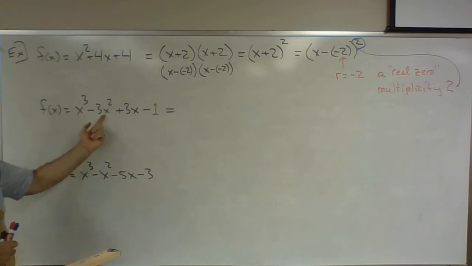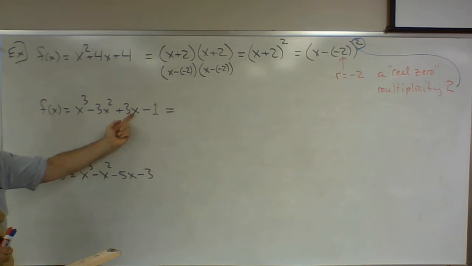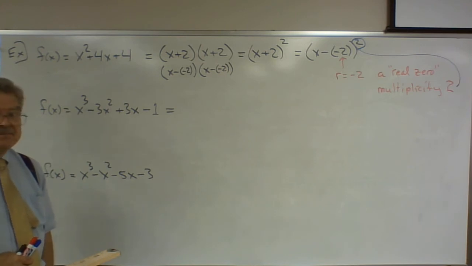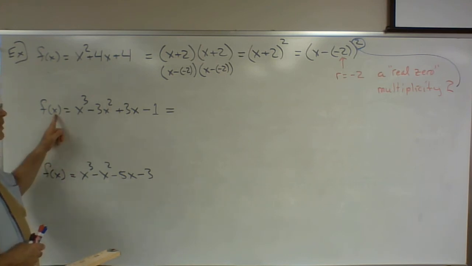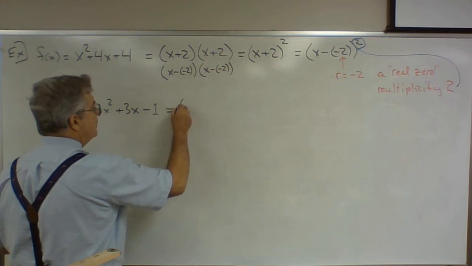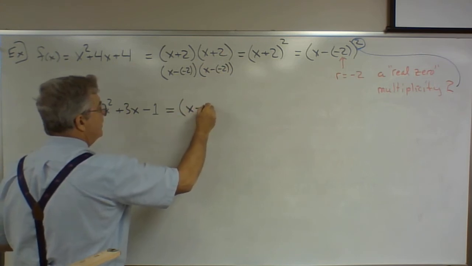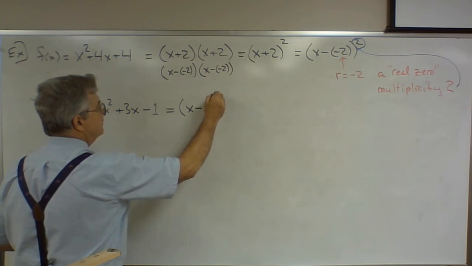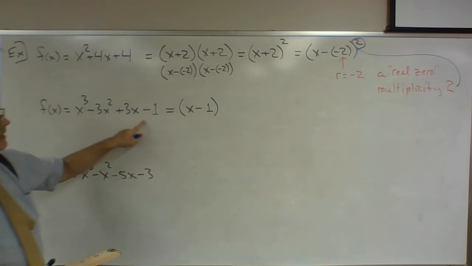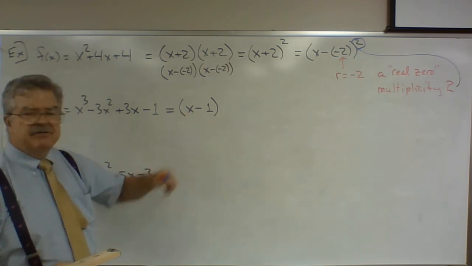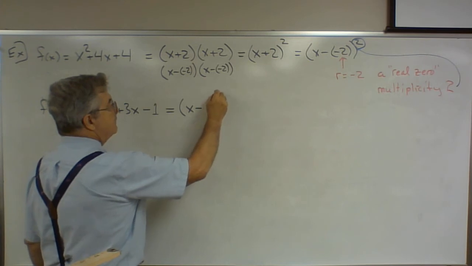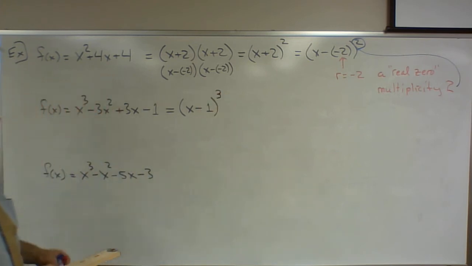Let me plug in 1. And I get 1 minus 3 is -2. Plus 3 is plus 1. Minus 1 is 0. Okay. I plug in x equal 1, and that makes f of x 0. That means that x equal 1 is a real root. I'm sorry. I plug in 1, and that makes this polynomial 0. So that means that x minus 1 is a factor. It turns out this is the only factor, and it occurs 3 times.